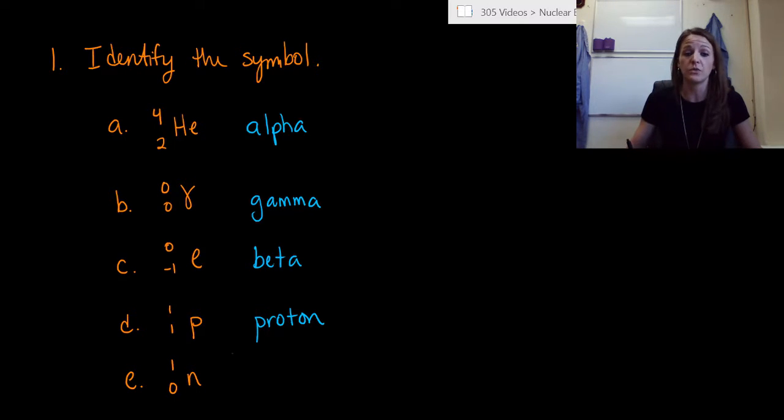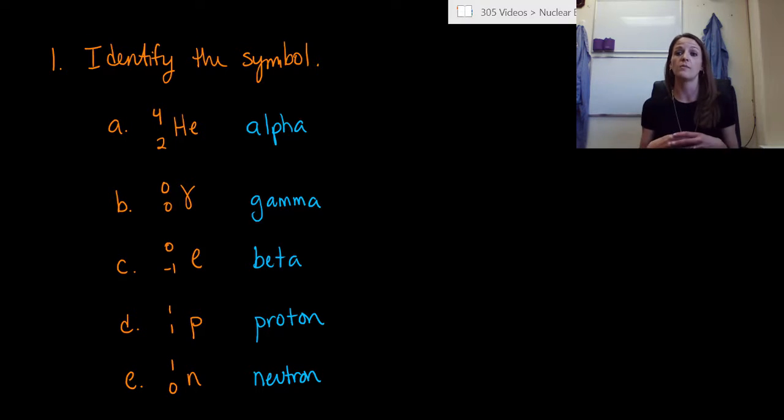And then the very last one we have here is what's called a neutron. A neutron is represented with 0 for atomic number, 1 for its mass number, and we use a little n, not a capital N. If you do a capital N, people will think you're talking about nitrogen. So make sure you use a small n. Same thing for the proton. It has to be a lowercase p. If you use a capital P, people will think you're talking about phosphorus.